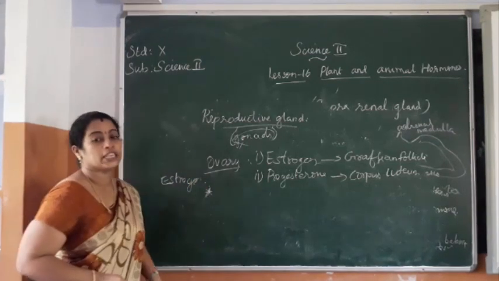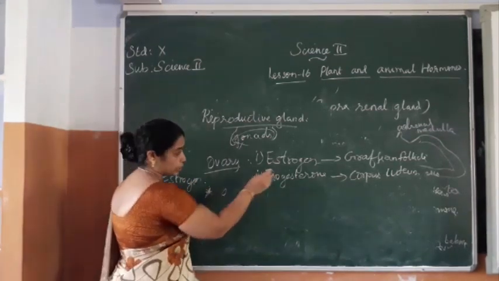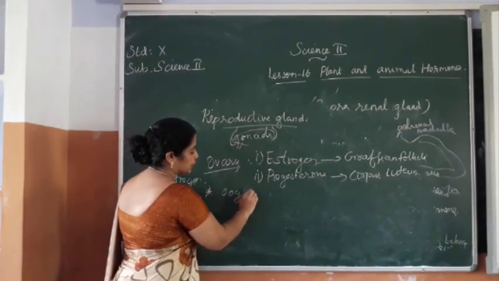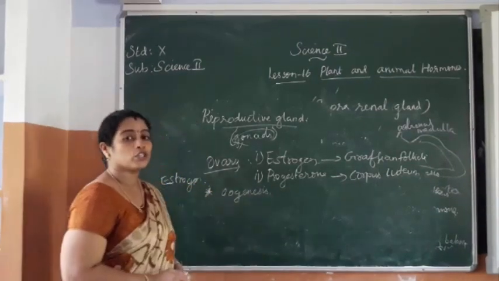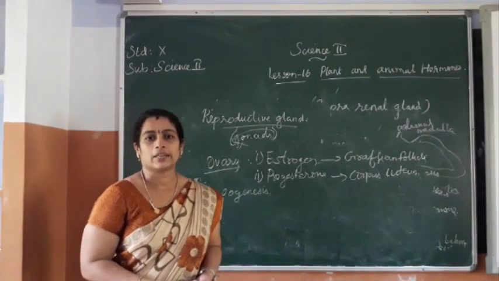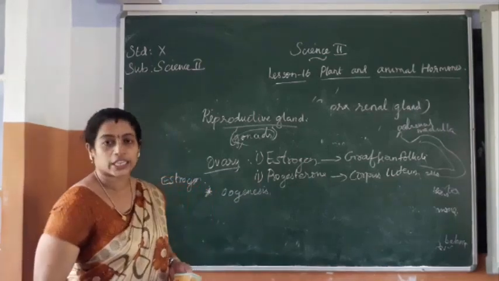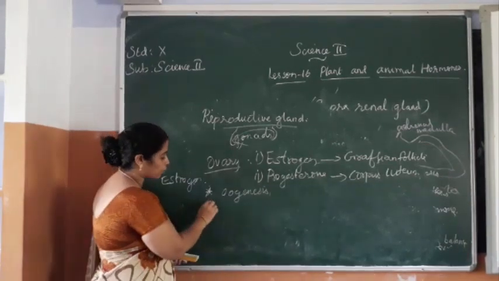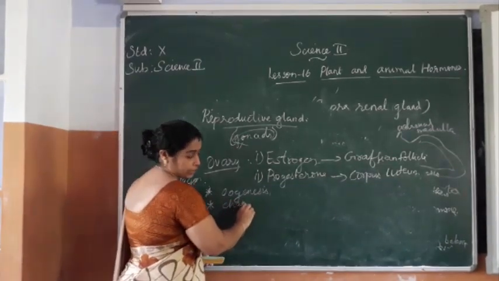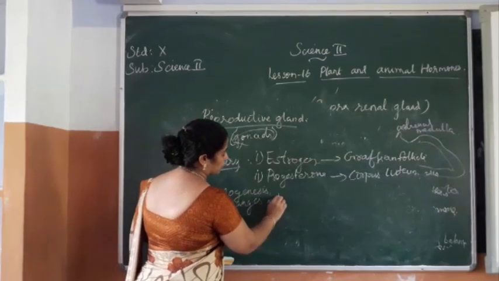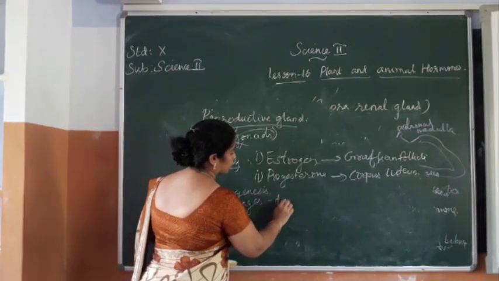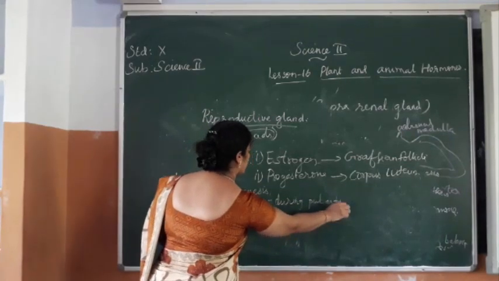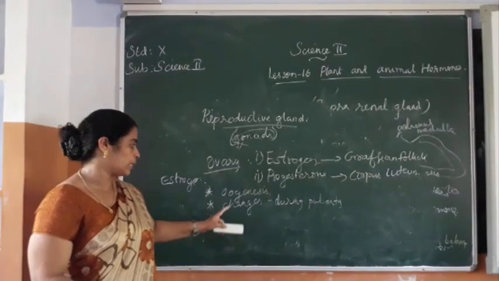Estrogen helps in oogenesis. First we studied spermatogenesis, sperm formation. Next one, oogenesis, meaning the formation of ovum. It helps in the production of ovum. Next, it brings about changes occurring during puberty. During the time of puberty, changes will occur in our body.